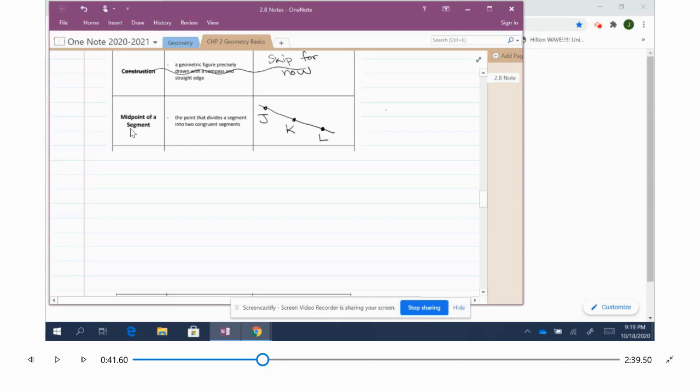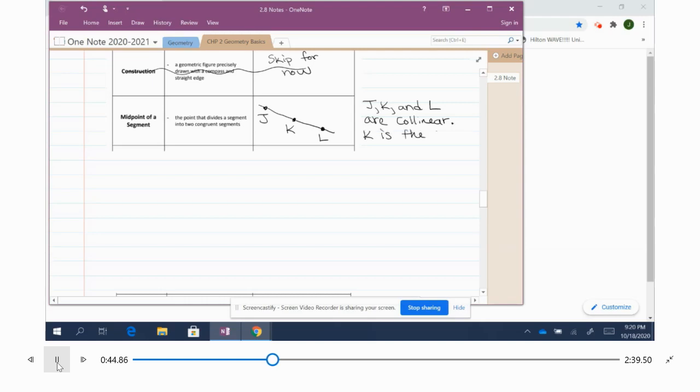For chapter 2, midpoint of a segment. This is going to be pretty popular. First, we'll just go off the grid. It's not going to be on the graph yet. There is a midpoint formula on the graph. It's going to be the point that divides segment JL into two congruent segments.